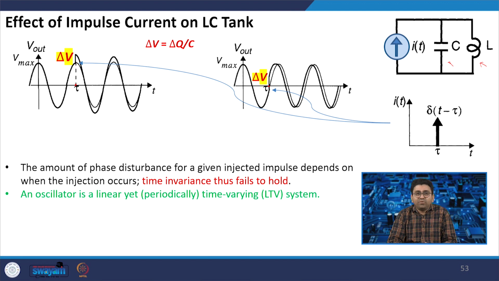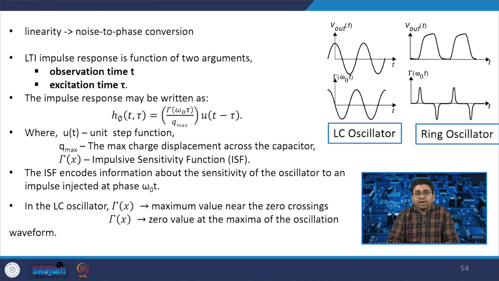So, what we need to consider is a linear time variant system. So, an oscillator is a linear yet a time varying system. It is varying with time. Now, we will try to use the LTV model, instead of the LTI model, to define the phase noise. So, we have considered the linear model. So, linearity corresponds to noise to phase conversion, and as noise is doubled, phase is also doubled.